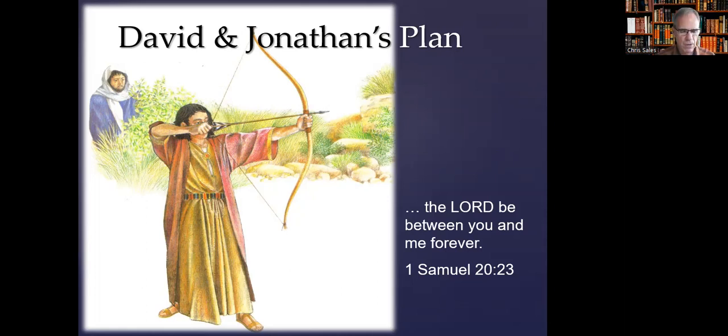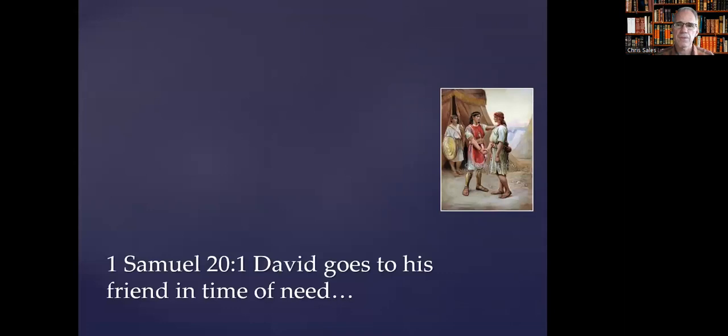Where does David go when he's struggling? Well, he goes to his friend. Verse 1, there he fled from Naioth in Ramah and came before Jonathan and said, what have I done? What is my iniquity? And what is my sin before thy father that he seeks my life? So things have gone poorly again. And he said, by no means, this is Jonathan. You will not die. Behold, my father will do nothing, either great or small, that he will not show it to me. That's the kind of relationship he had.